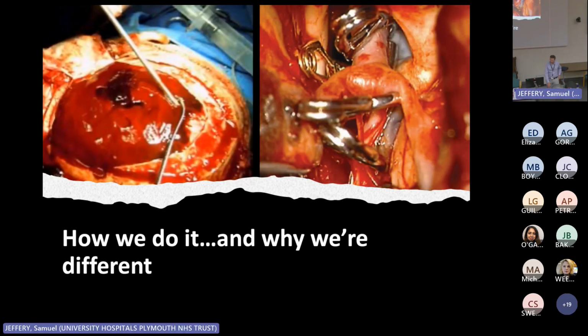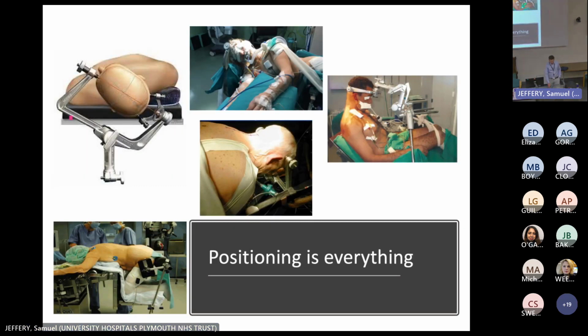So just a couple of things about how we do some of these things and why we're different to some of the other specialties that you work with. I think as many of you will have seen, positioning is absolutely vital. If we get this wrong, then it can make an operation incredibly difficult or even impossible to do. So we do spend a lot of time positioning, and you'll see various different types of position from a standard supine held in a Mayfield 3-pin head clamp through to lateral, prone, rarely sitting position, or Mr. German's favourite, the knee chest.